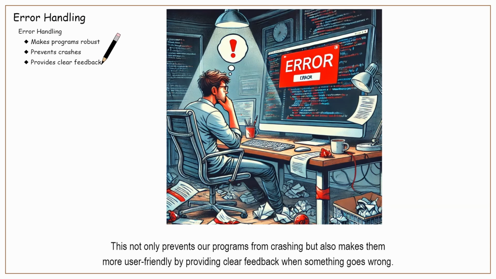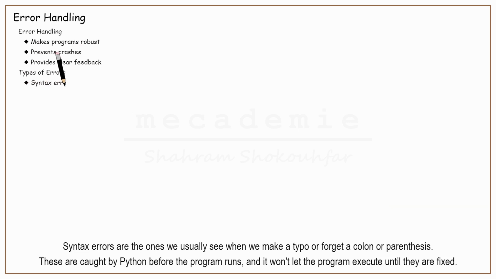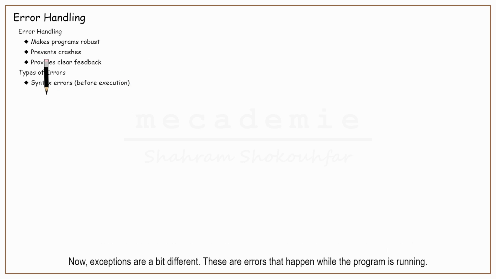goes wrong. Let's start by talking about the two main types of errors we can encounter in Python: syntax errors and exceptions. Syntax errors are the ones we usually see when we make a typo or forget a colon or parentheses. These are caught by Python before the program runs, and it won't let the program execute until they are fixed. Now, exceptions are a bit different.